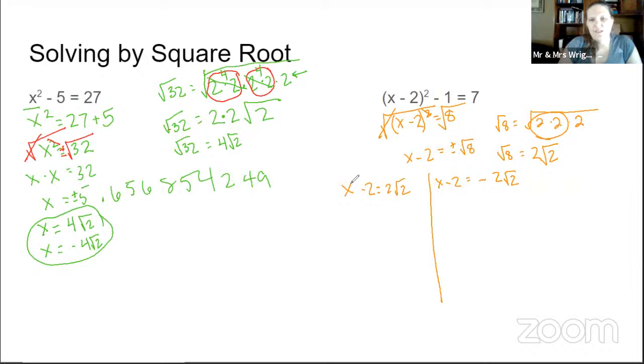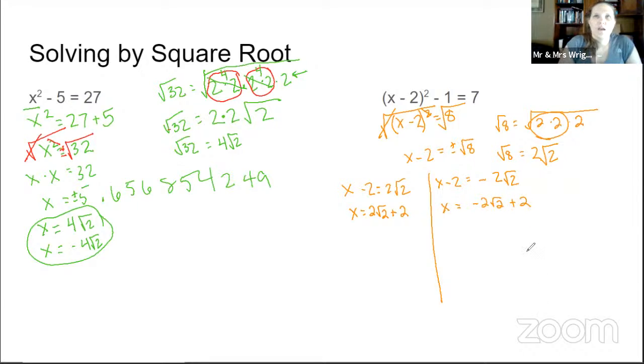Now, in order to solve, I have to get x by itself, which, what's happening right now to the x, it's having a 2 subtracted from it. So in order to undo that, I have to add 2. So I'm going to have x is 2 square root of 2 minus 2. And then on this side, I'm going to have not minus 2, plus 2. X is negative 2 square root of 2 plus 2.